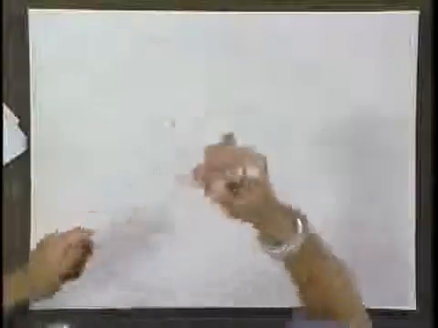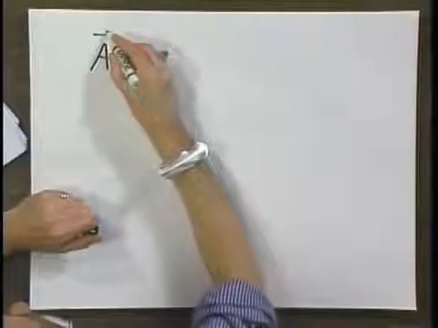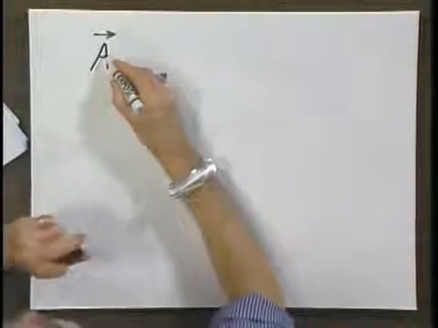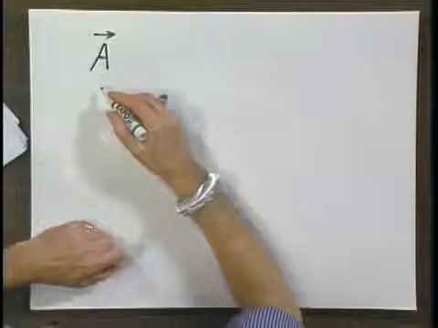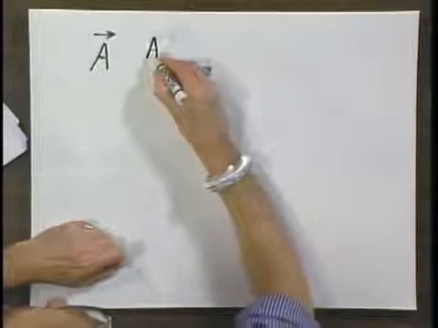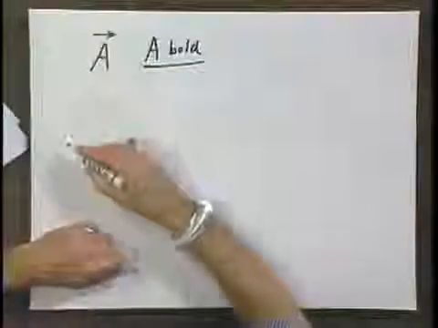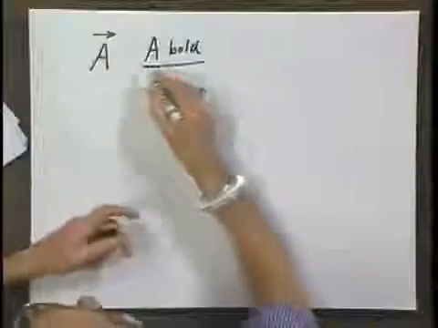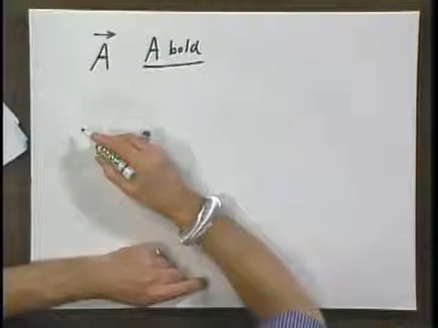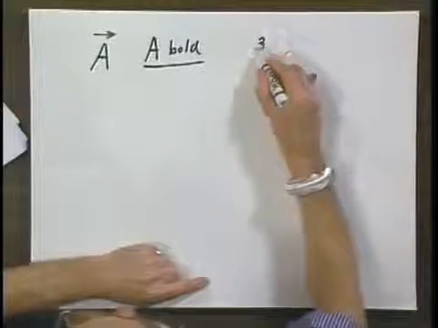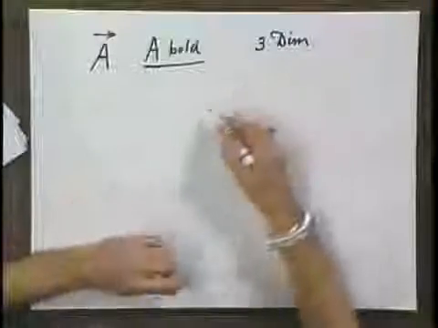Let us examine a vector A, and I will write an arrow over the A to indicate that it is a vector. Some books write an A in bold, which then means it's a vector. I will not do that because I can't write bold, so I will always use the notation A with an arrow over it. And let's examine a vector in three-dimensional space.